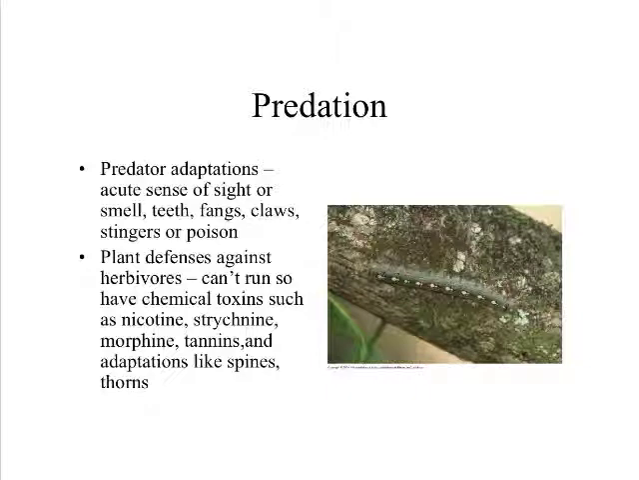If we're talking about plants, some plant defenses against herbivores include chemical toxins, because they can't move. You don't see a tree uprooting itself and running away. So they have to have more internal or chemical defenses. We have chemical toxins such as nicotine and morphine, tannins, and also some physical defenses like spines and thorns and other features that would lead the predator to maybe not bother with them.